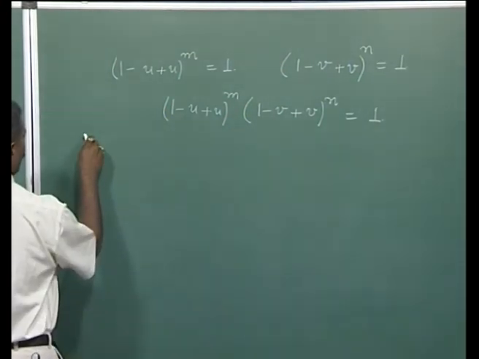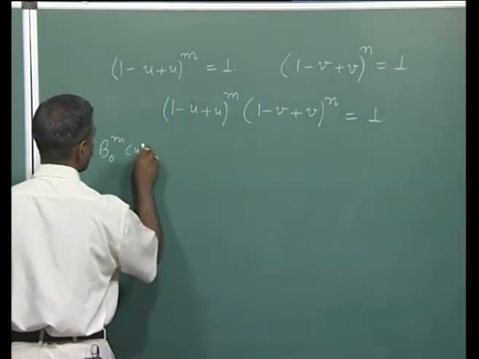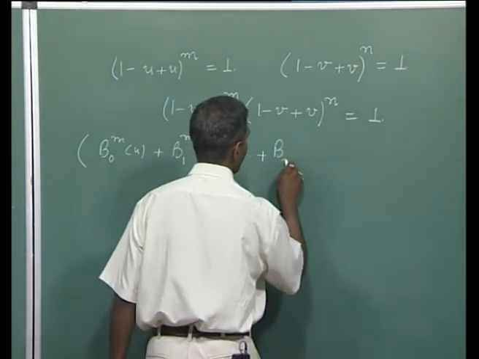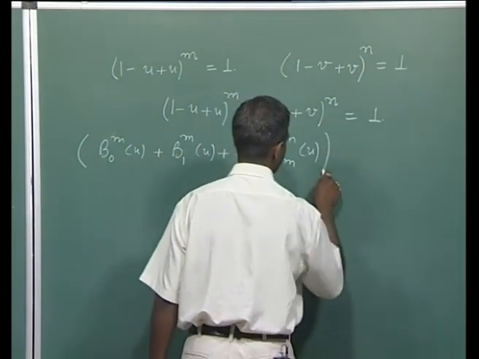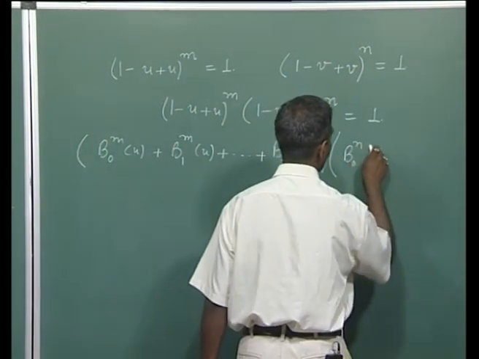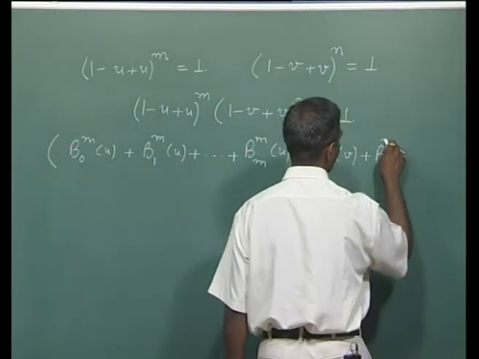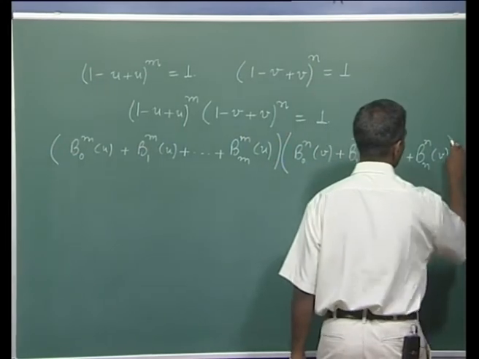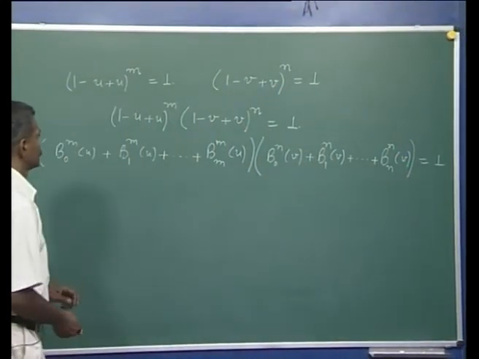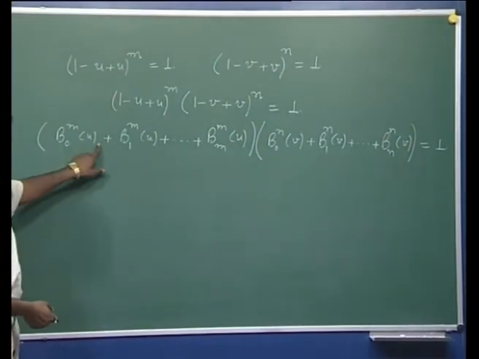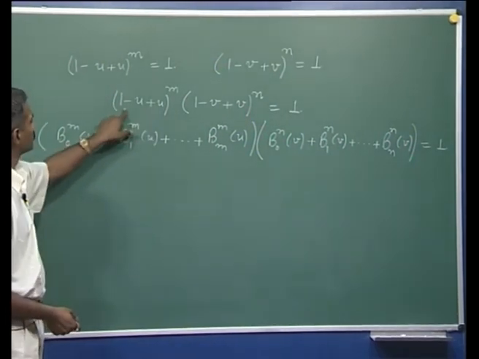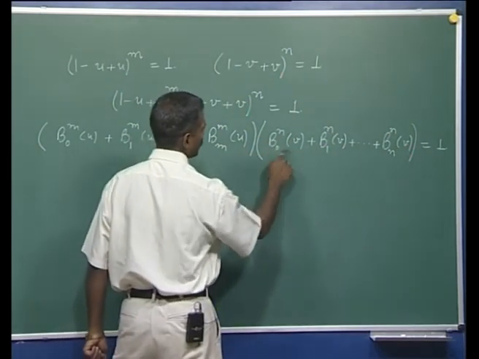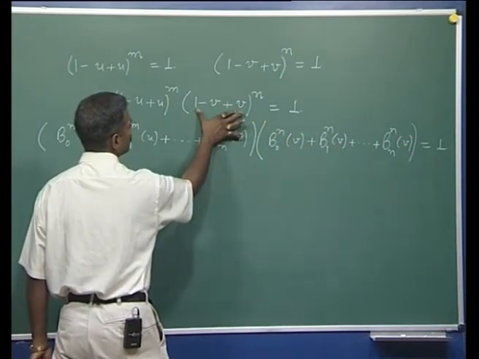So for the first case, we have B_0^m(u) plus B_1^m(u) up till B_m^m(u), times B_0^n(v) plus B_1^n(v) up till B_n^n(v), equals 1. You would have realized that the Bernstein polynomials form individual terms in this binomial expansion, and B_j^n(v), all of these terms over here, are individual terms appearing from this binomial expansion.